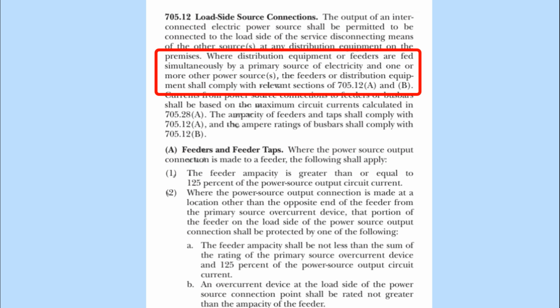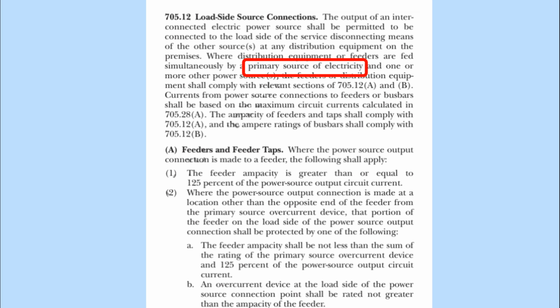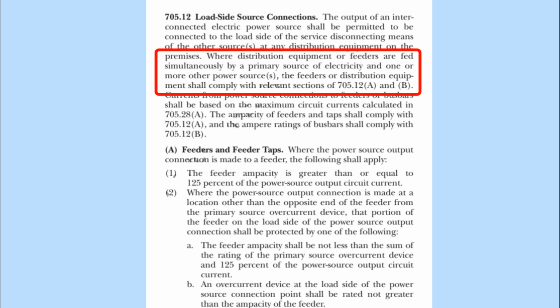Next sentence. Where distribution equipment or feeders are fed simultaneously by a primary source of electricity and one or more other power sources, the feeders or distribution equipment shall comply with the relevant sections of 705.12(A) and (B). The primary source of electricity is the utility grid. And this says if there's one or more solar inverters connected to your service as well, all that equipment must comply with the relevant sections of 705.12(A) and 705.12(B).